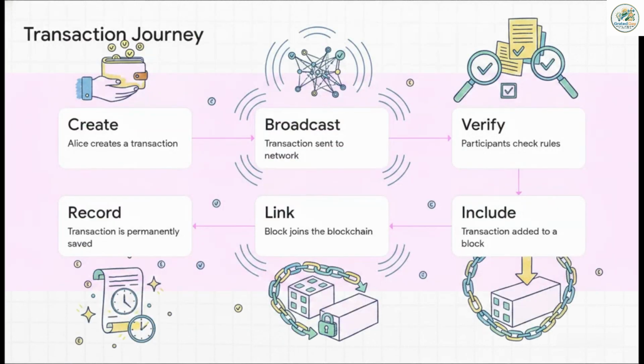So, how do these worker bees handle a real live transfer? It's a rapid 6-step journey. First, Alice creates the transaction in her digital wallet. Second, that transaction is broadcast out to the wider network. Third, the nodes grab it and verify that she actually has the funds and is playing by the rules. Fourth, if it's all good, her transaction is bundled into a brand new block. Fifth, that block is securely linked onto the existing chain. And finally, step 6, the transaction is permanently recorded, and Bob actually sees the funds pop up in his account.